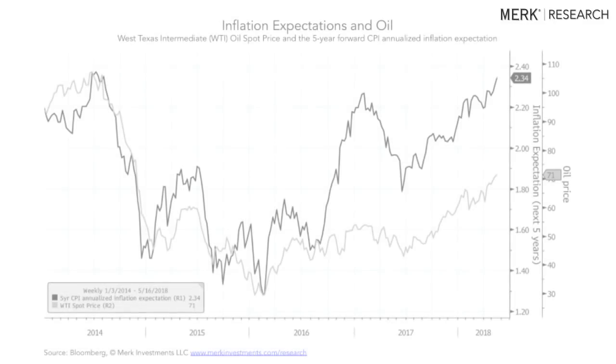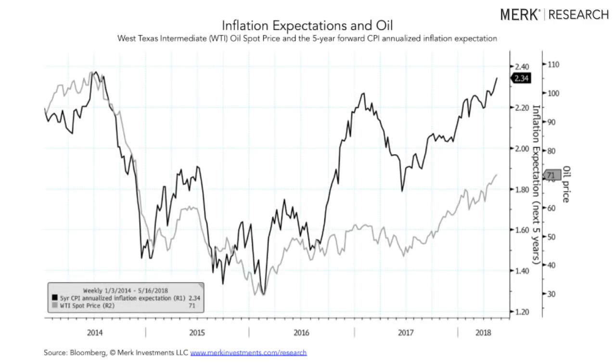All right, then moving on to chart 4, this is the one market expectation regarding inflation. That's the black line. That's the 5-year forward CPI annualized inflation expectation. That's a directly tradable market instrument, so I think it's a helpful data point to cross-reference. What's interesting is that it seems to follow pretty closely with the level of the oil price, which is the gray line.